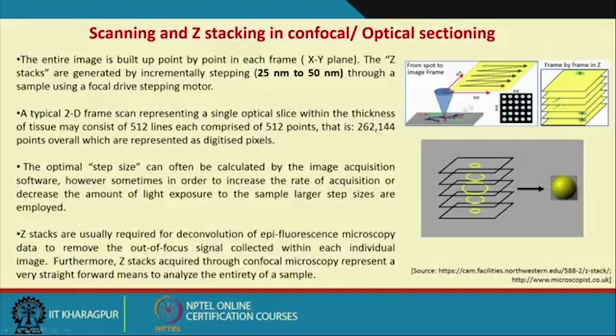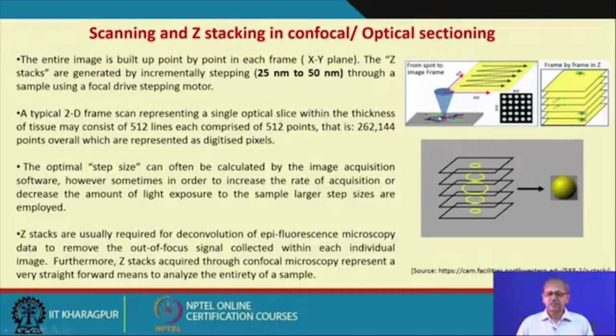In that way, along the Z axis, all the XY planes are captured, and this is called optical sectioning, because you are optically sectioning the specimen in that way and stacking along the Z axis. The step size is generally 25 to 50 nanometer, and you can vary it depending upon your need. If you want a quick scan, you can increase the step size, because for biological samples, if we use more time, there is a chance of bleaching. So, according to need, you can increase or decrease the step size.